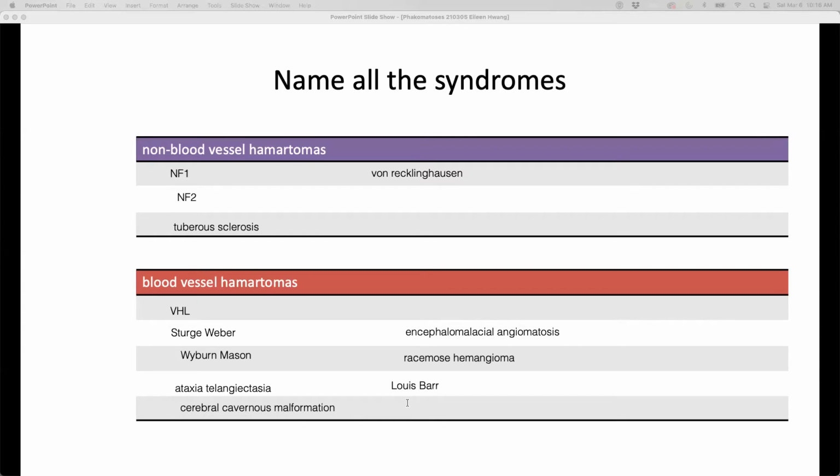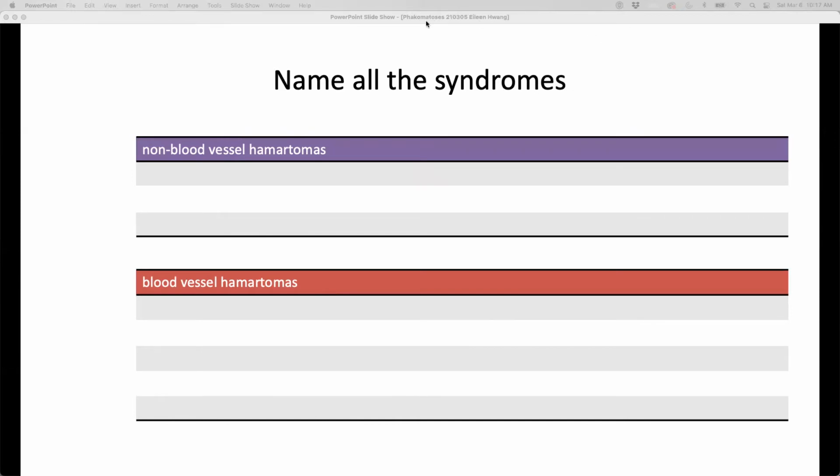With VHL, I saw retinal angiomatosis in places, but I don't think I saw it when I looked at the BCSC last, so I wouldn't worry too much about that. How about tuberous sclerosis? Okay. All right. I'm going to try to clear my annotations and then go back to PowerPoint.